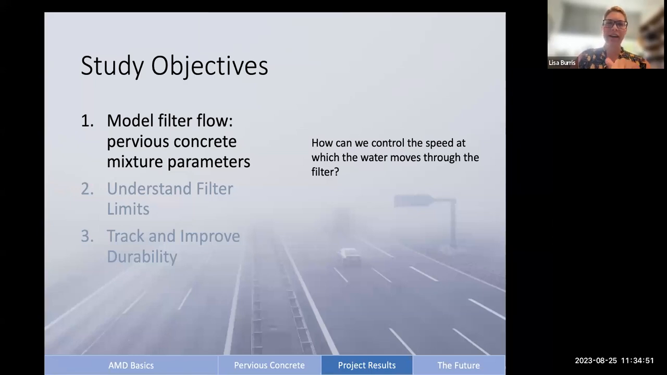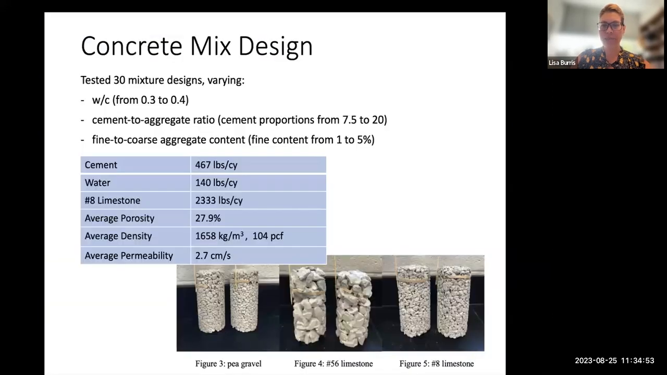So we'll start first with study objective number 1 of concrete mix design. So we're making a pervious concrete. You can see the 3 types of mixes we used below. We used one with a number 8, so pretty small pea gravel, a large limestone, number 56, that's a 1.5 inch max aggregate size, and then a number 8 limestone. We tested over 30 mixes with varying water to cement ratio, varying proportions of cement to aggregate, and varying amounts of sand incorporated into the aggregate to really tweak the flow of the water.